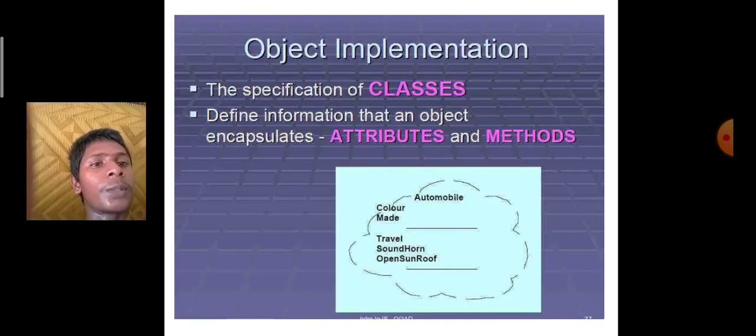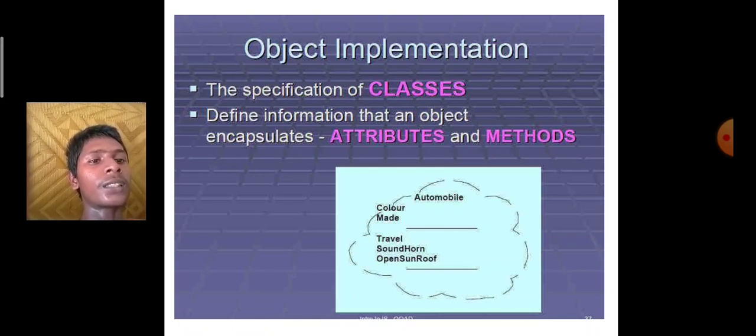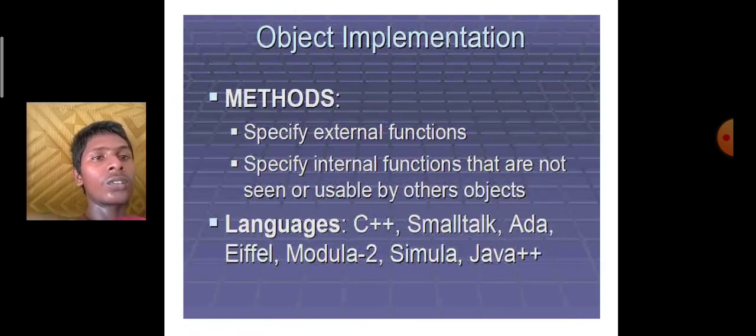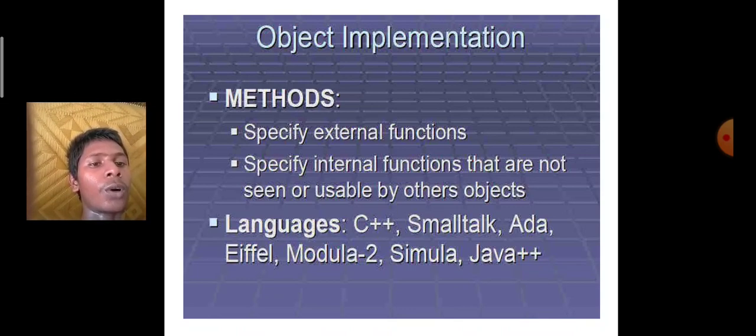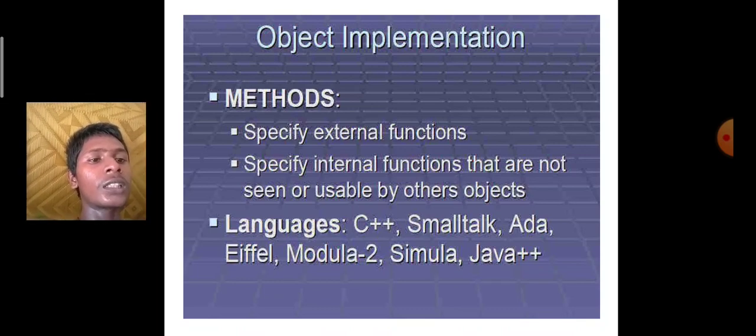Object implementation: the specification of classes, definition of the information that an object encapsulates, attributes and methods. For example, an automobile has color, make, travel, sound horn, open sunroof. Methods specify external functions and internal functions that are not seen or usable by other objects. Languages: C++, Smalltalk, Ada, Eiffel, Modula-2, Simula, Java.